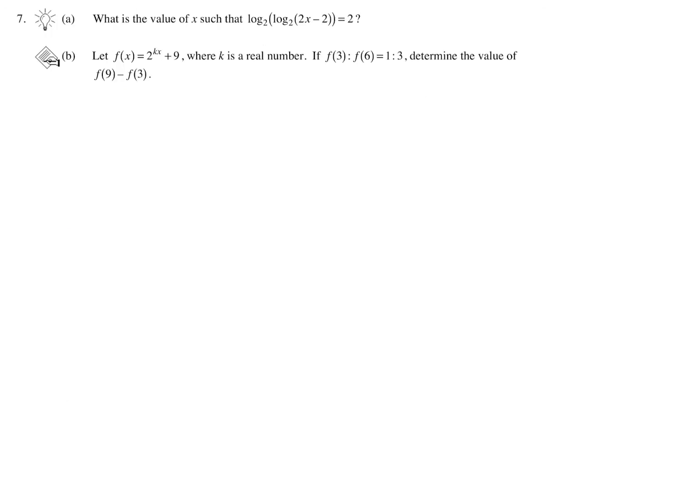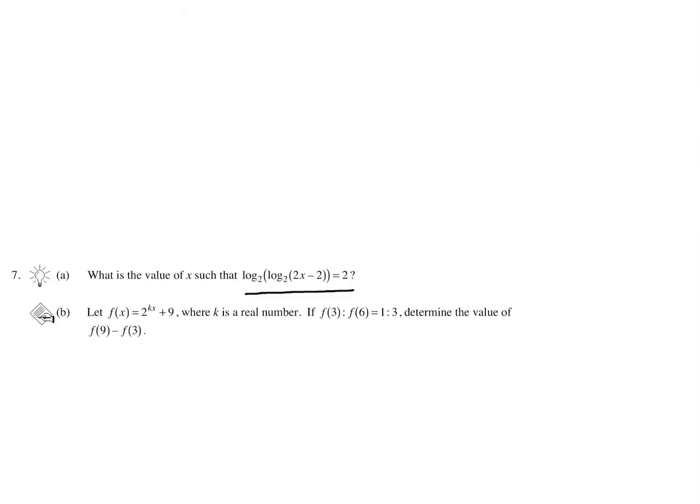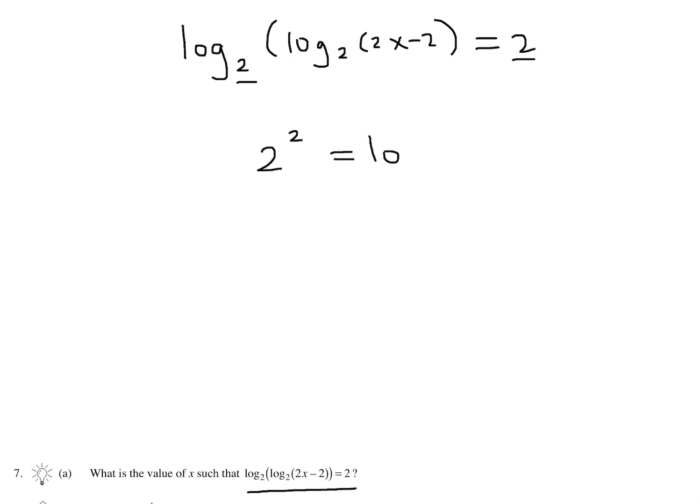What is the value of x such that this expression is equal to 2? Okay, so let's see what we have. We have log base 2 of, in brackets, log base 2 of 2x minus 2, all equal to 2. So based on the rules of logs, 2 to the power of 2 is equal to log of 2x minus 2, all to the base 2 like that. So this becomes 4 is equal to the log of 2x minus 2 to the base 2.